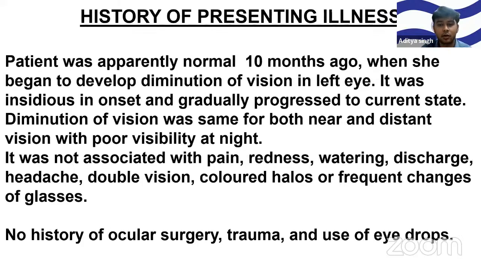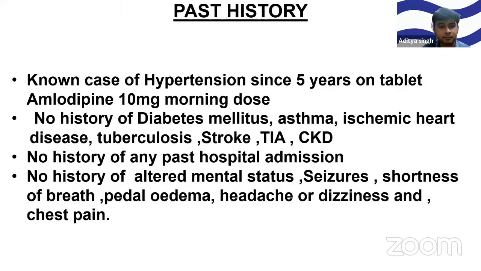Patient was apparently normal 10 months ago when she developed diminution of vision in the left eye. It was insidious in onset, gradually progressed to the current state. Diminution of vision was the same for both near and distant vision with poor visibility at night. It was not associated with pain, redness, watering, headache, double vision, colored halos, or frequent change of glasses. There is no history of ocular surgery, trauma, or use of eye drops.